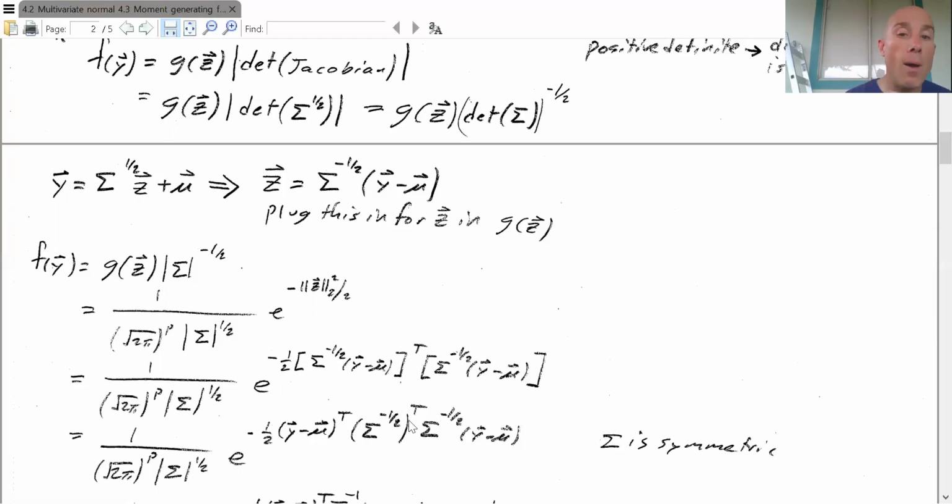Now, remember that sigma is a symmetric matrix, so the transpose doesn't do anything. So here, this is in fact sigma to the negative 1/2. Well, I've got sigma to the negative 1/2 times sigma to the negative 1/2. Multiply together, I get sigma to the negative 1. Boom, we got it.